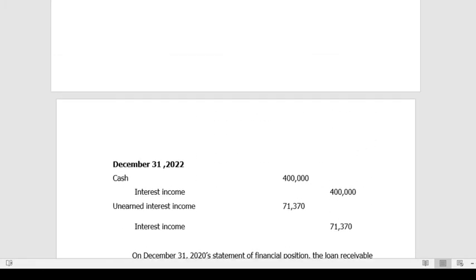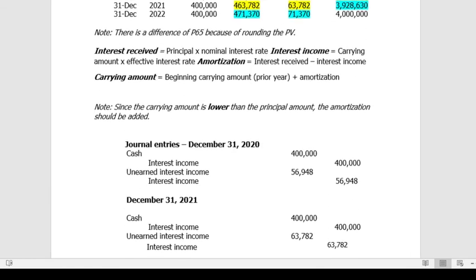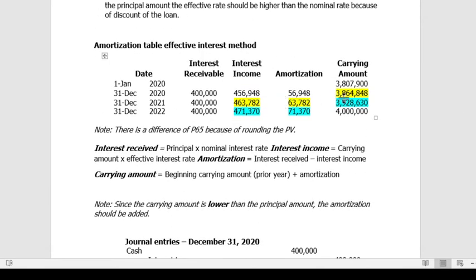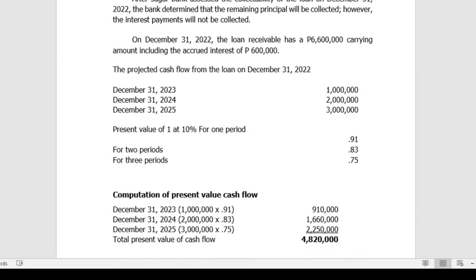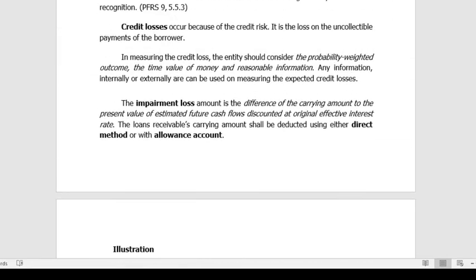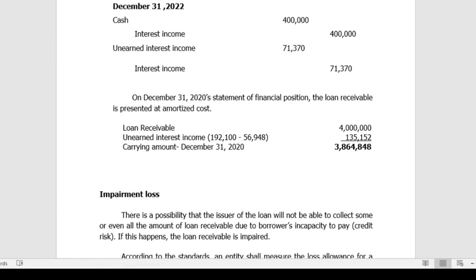Parehas ba to doon sa nasa amortization schedule? Yes, because essentially, yun din yun. 3,864,848. Okay. So na. Okay, yan. So that is the sample for 2020. So you can do that for 2021 and 2022.